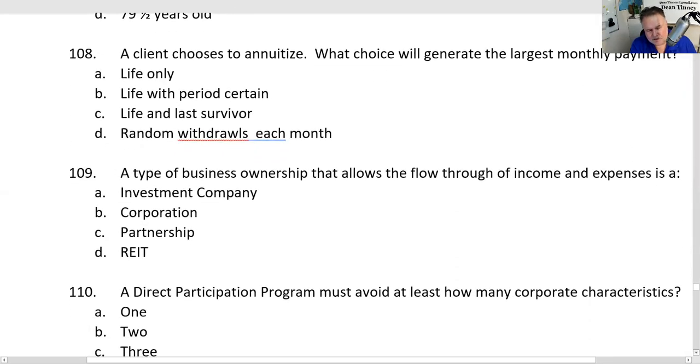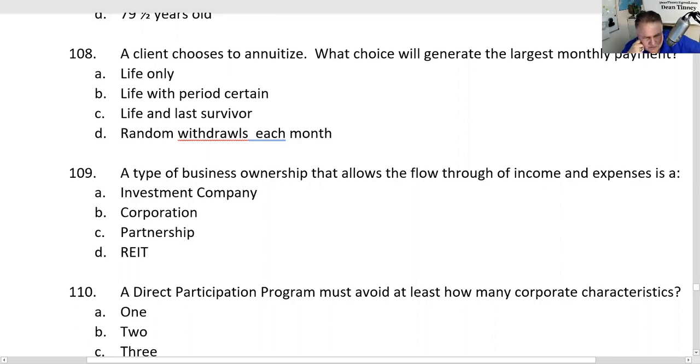108 is a question. So you own the variable annuity, and you're past 59½, and you say, Dean, I want to annuitize. What would be the largest monthly payment? And that test question answer would be life only. If you tell the IRS that you only want to be paid for your life and your life only, that'll give you more money.